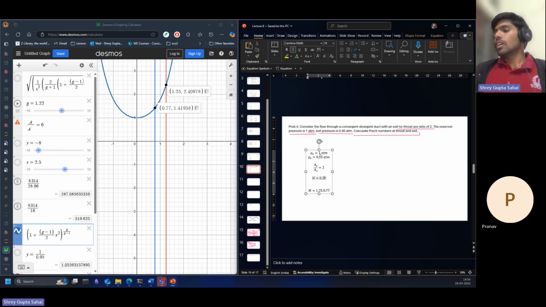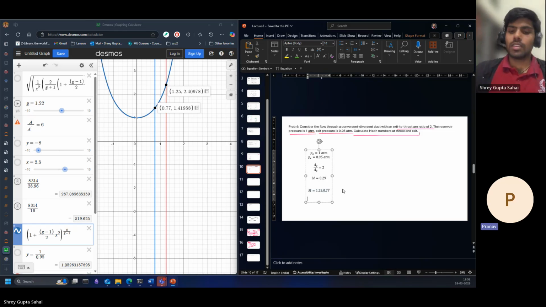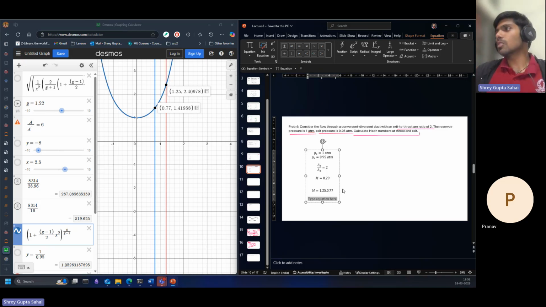Just tell me one thing. Now, because Mach number is 0.29, what is the Mach number at the throat? It cannot be 1. If it would be 1, then the exit Mach number value would be 0.77. Yeah, I now got it. It's a little confusing also. I'm not doing things very clearly.